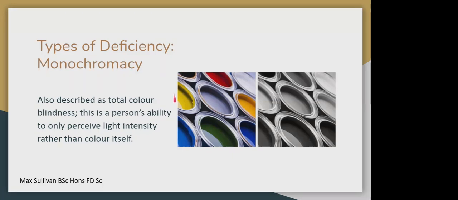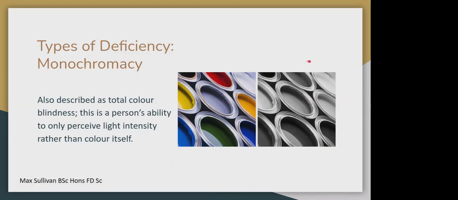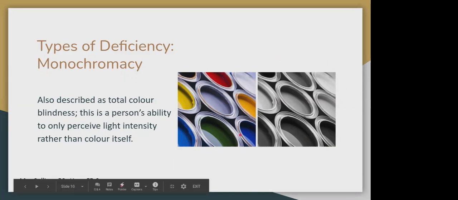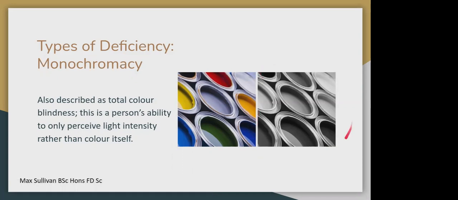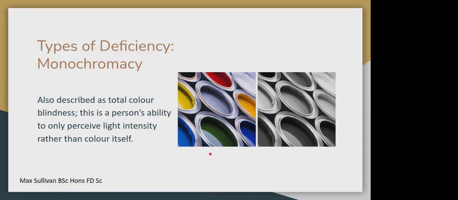So I attached a diagram here. You can see this is what someone without a deficiency would see. Someone who is suffering from monochromacy would see it this way. So this is what people tend to think of when you say color blindness. But this is pretty rare. I don't have a stat to put to it, unfortunately, but I can find one out for you.